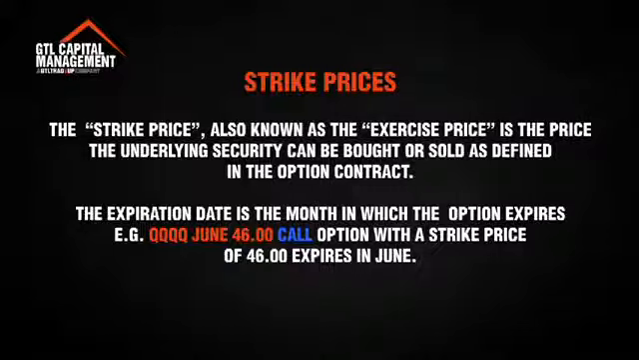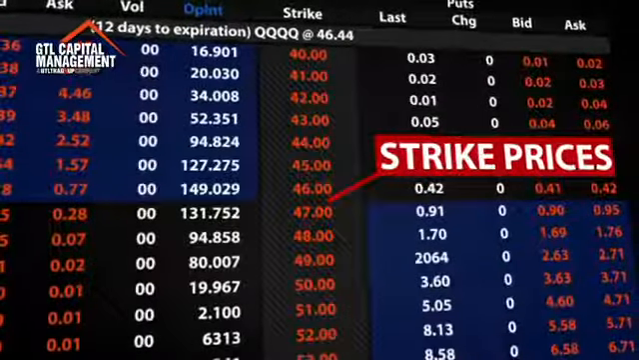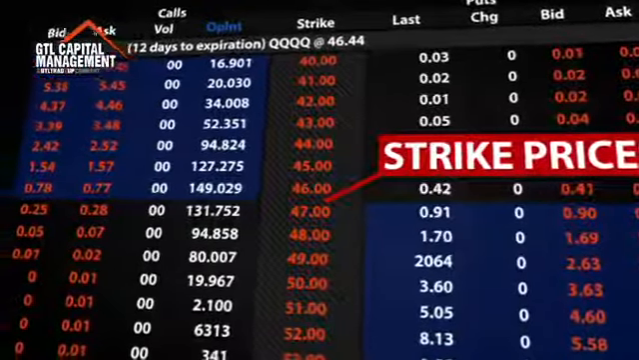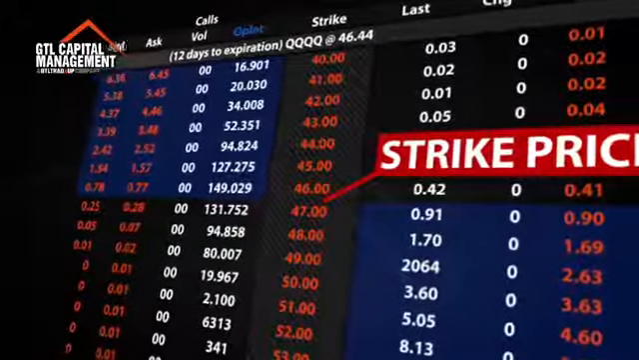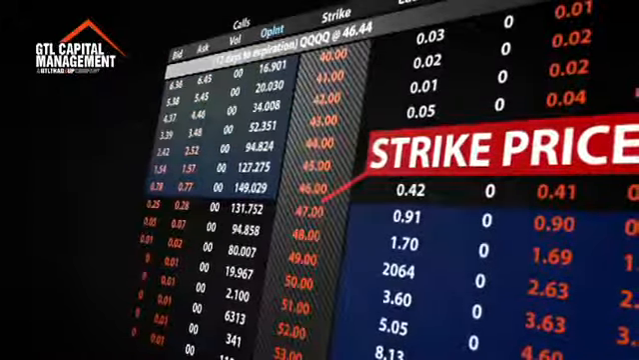The price of QQQ is $46.44. The expiration date is the month in which the option expires. In this example, we will present the $46 call option with June expiration. This option table shows the various strike prices above and below the market price of $46.44 for QQQ. This means that we have 44 cents worth of intrinsic value based on a $46 call, which is said to be an in-the-money option.